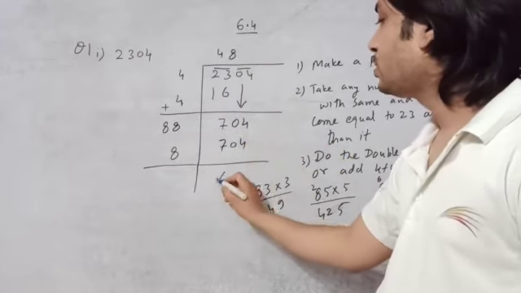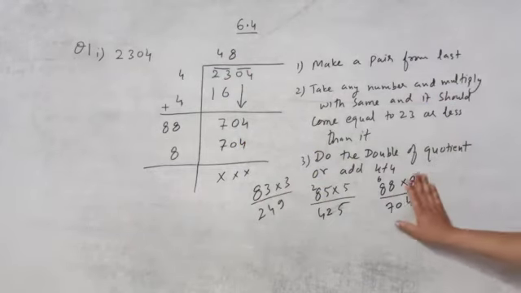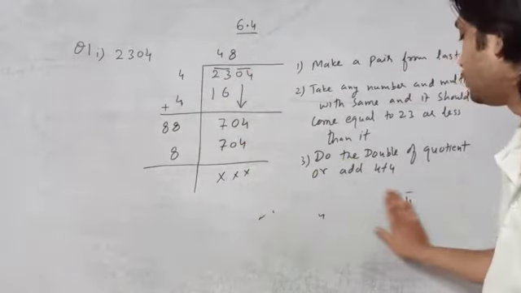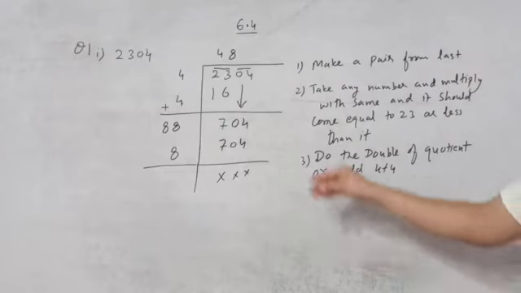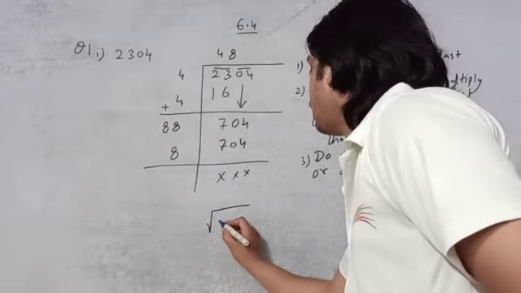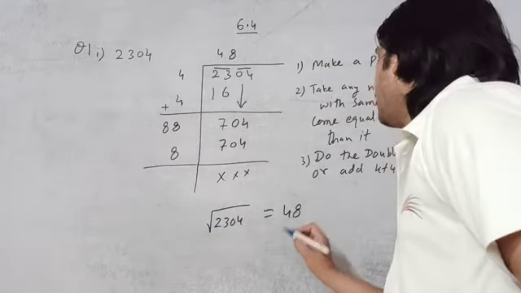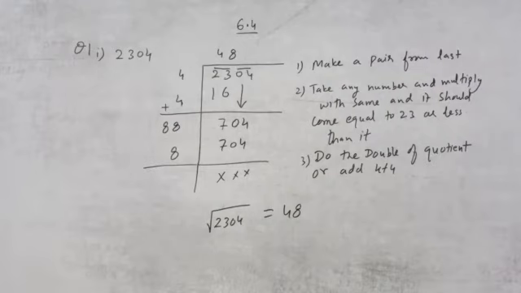Now we will do the minus. So what will happen? Everything will cancel out. So our answer came, how much? 48. So we will write here the square root of 2304 is 48. So this is our long division method.